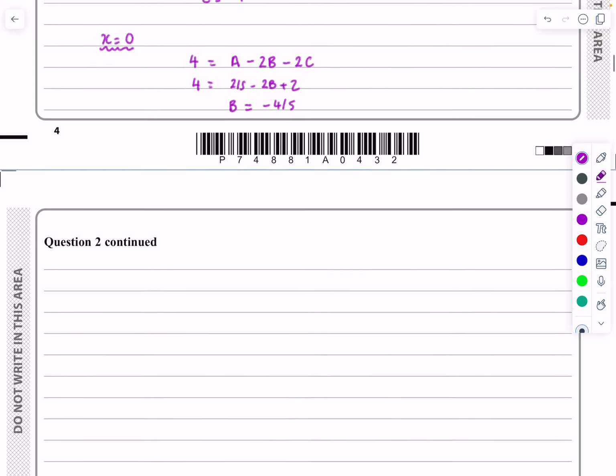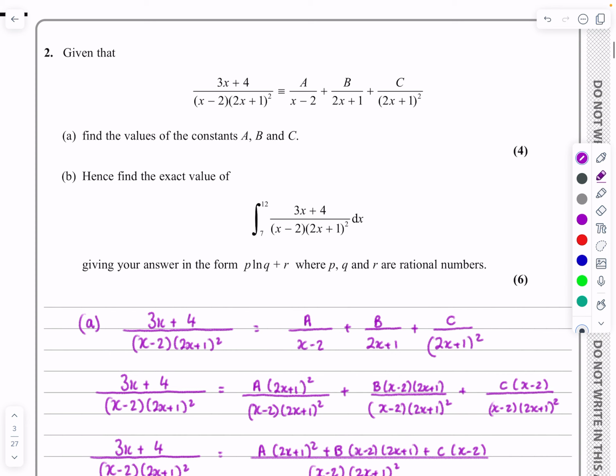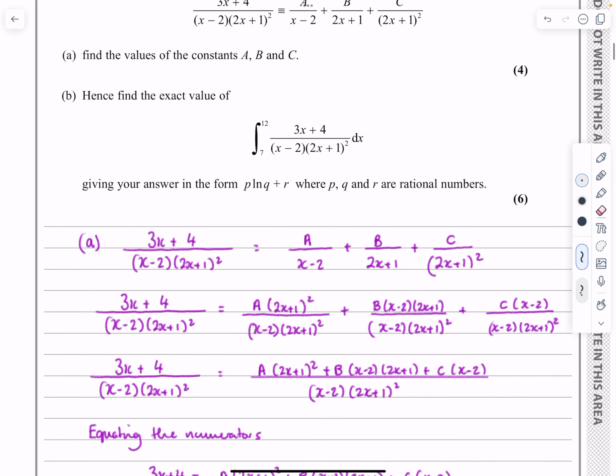Let's make sure we go back and actually answer the question. Oh, no, sorry, the question did just say find A, B, and C. So I've worked out those values there. I don't need to go ahead and rewrite out the fraction. I will do for the next part anyway, but I don't need to for that part.